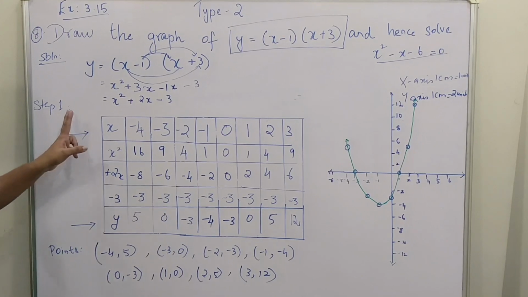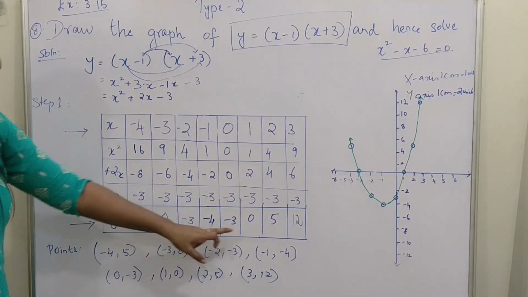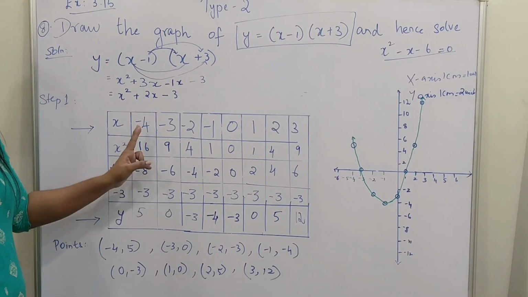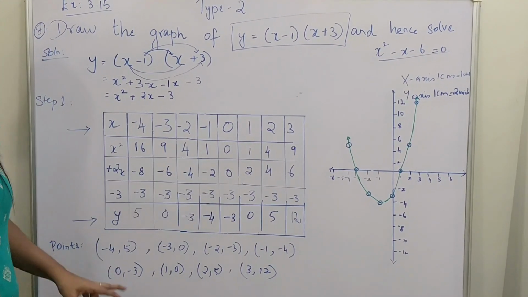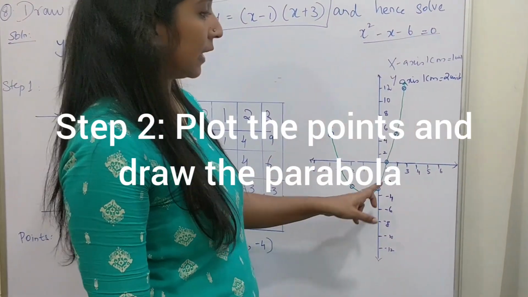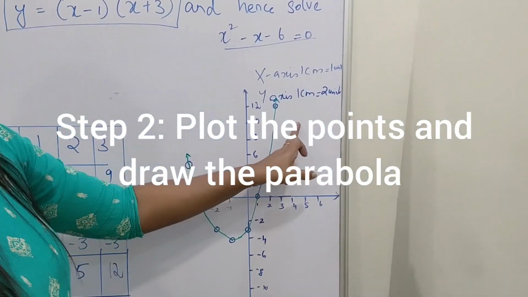Step 1 was forming the table. I've got the points on calculating x squared plus 2x minus 3, substituting the values of x. So we got the points here. After getting the points, we have plotted the graph. So I have got a parabola.